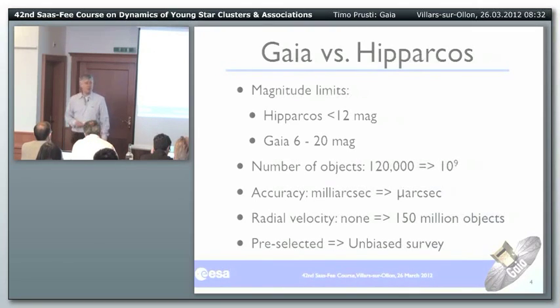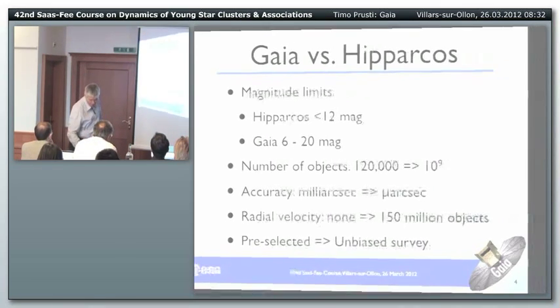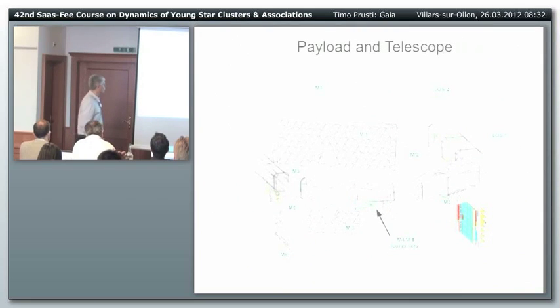And another thing is that Gaia will detect its own sky. It has no knowledge of where the stars are. It will just detect and observe. Everything down to 20th magnitude is going to be passed by. So, a little bit about how it works.